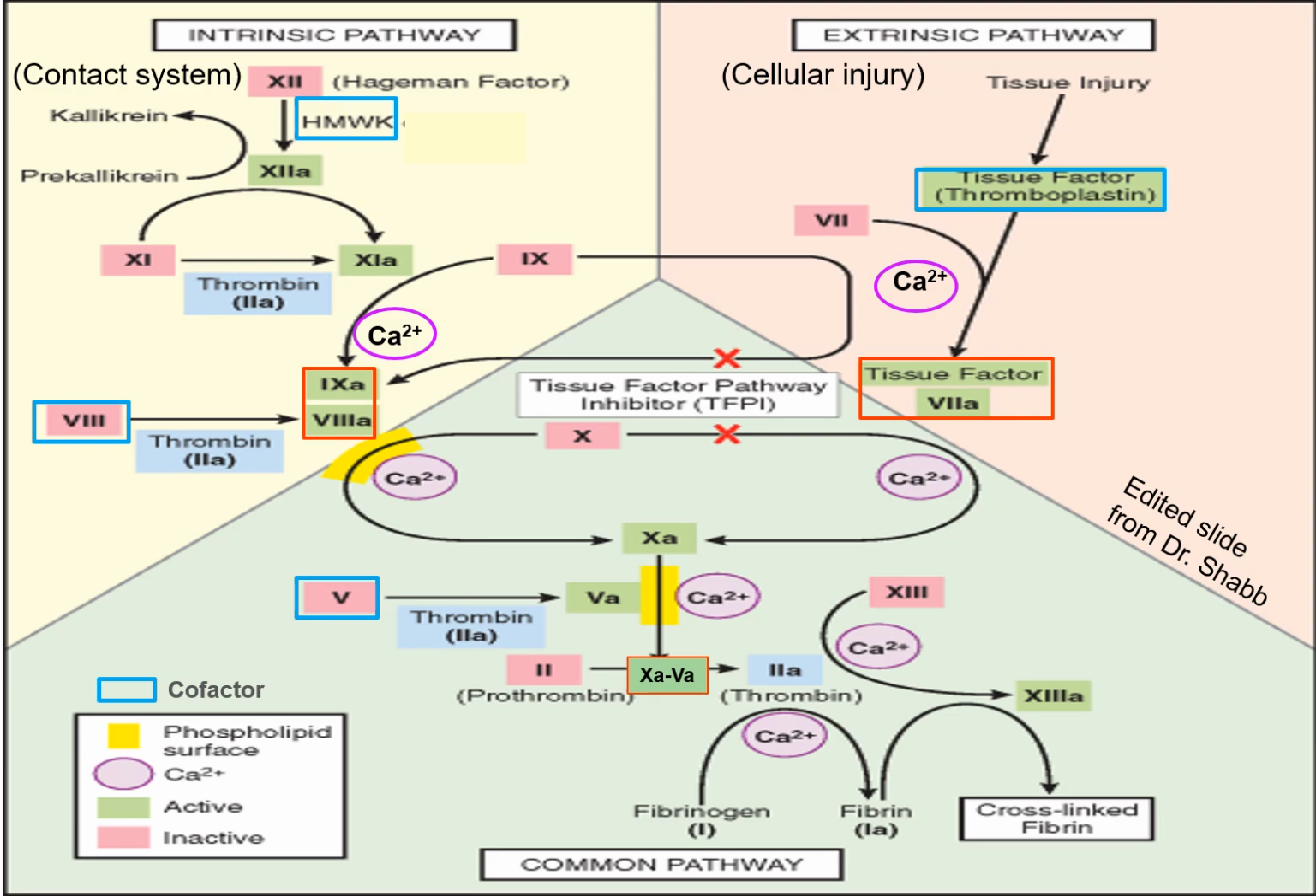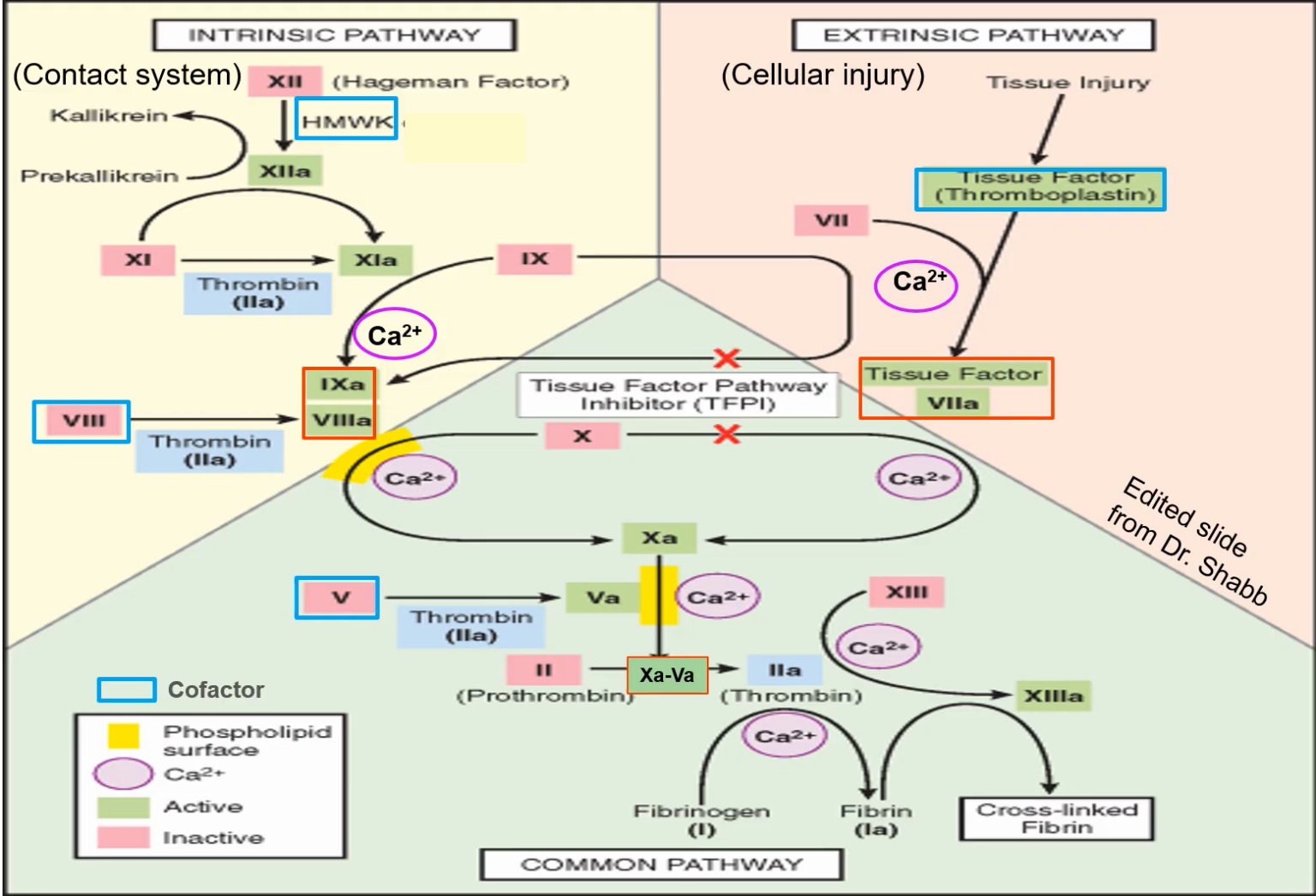I don't know if you've seen this slide before. I borrowed it from Dr. Shab, and I made some edits to it that are relevant to us. Well, this is the coagulation cascade. As you can see, we have the extrinsic pathway, the intrinsic pathway, and the common pathway in green.